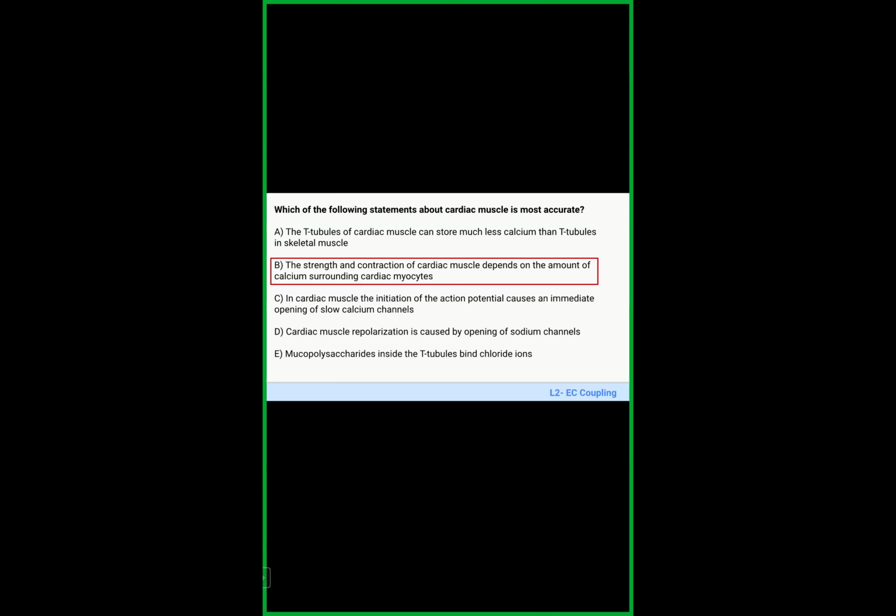So the reason why this is wrong is because when we saw the action potential, it wasn't due to immediate opening of slow calcium channels. It happens over time. There's a delay between the depolarization and the opening of the calcium channels. So the wording of this answer choice is wrong. It shouldn't be immediate opening. It's a delayed opening. Is that clear?